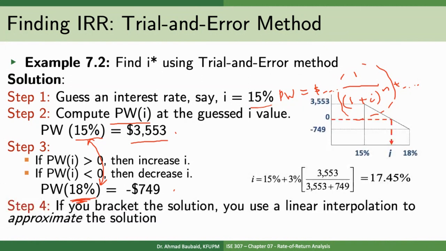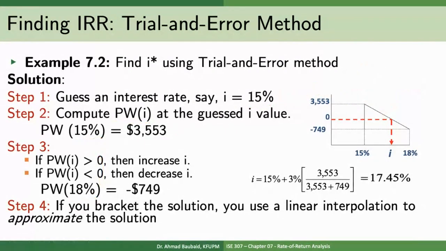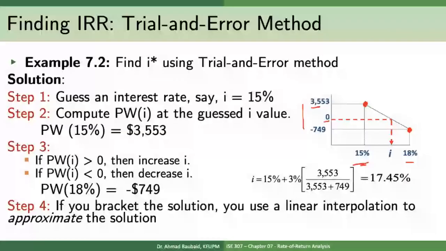Notice that, like I said, the solution is somewhere in between 15% and 18%. At 15%, I get this point here. At 18%, I get this point here, which is the minus 749. And I want somewhere between these two points. And you can be a little bit smart.